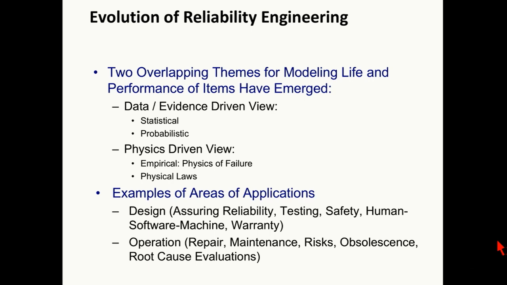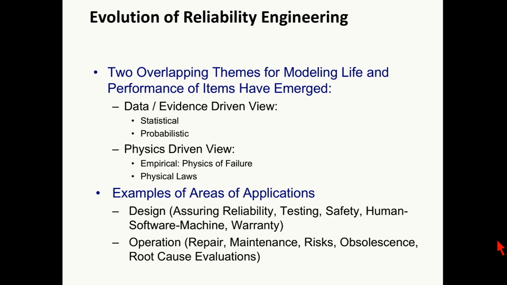Examples of areas of application of reliability engineering are very broad. Reliability engineering is a systems approach, and it spans a very wide area of applications. So it applies in design, for instance, in assuring reliability, in testing, in safety and assessment, in human, software, and machine interactions, and in developing and establishing warranty for products.